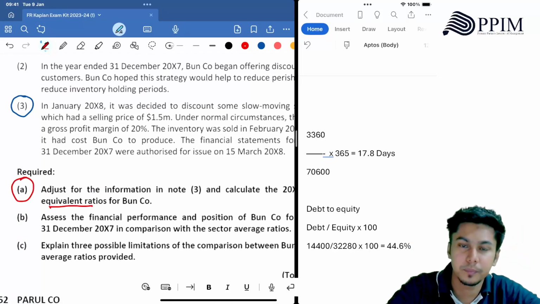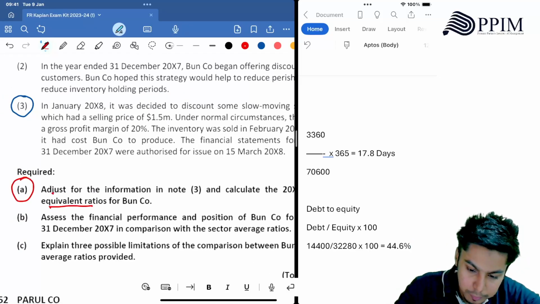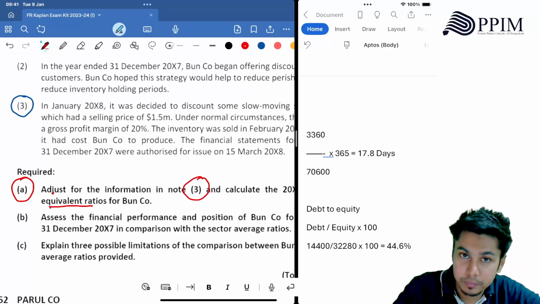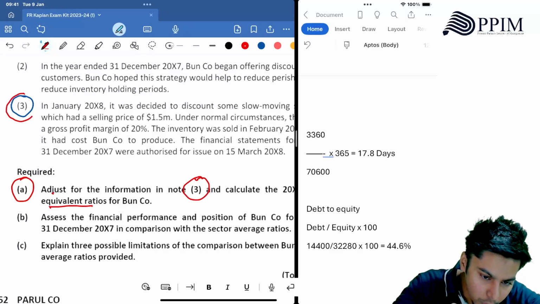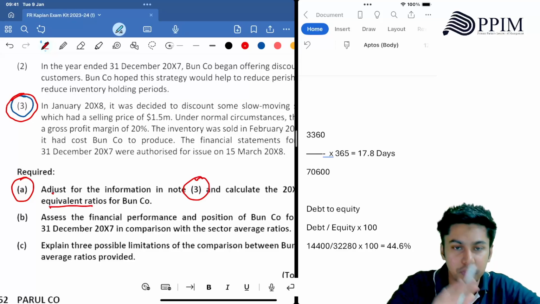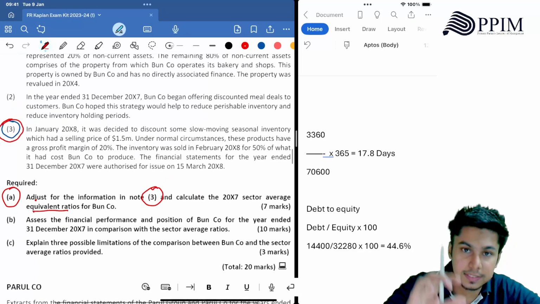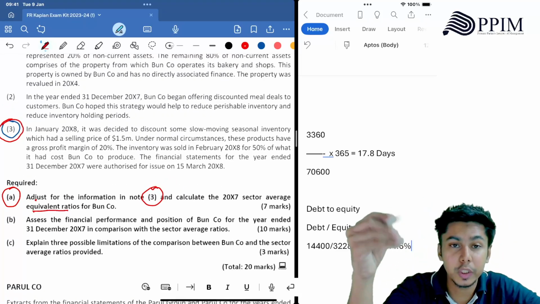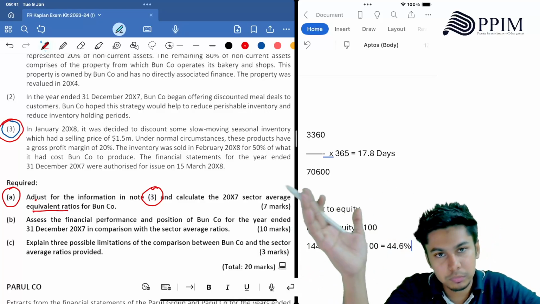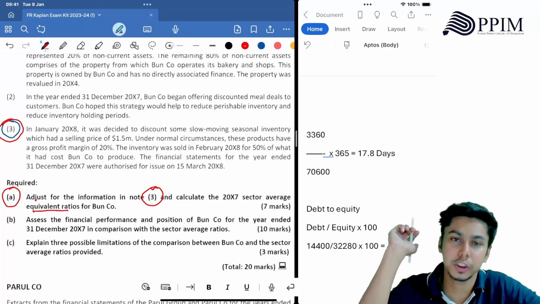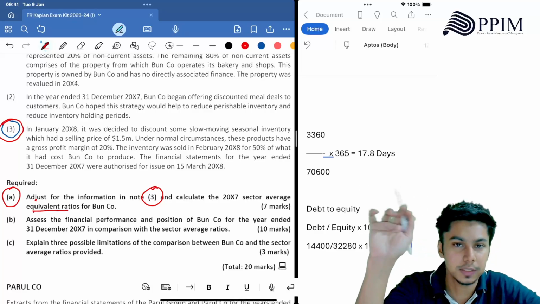Required A. Adjust for information in note number 3. So first thing, when you start this paper, what you should do? You should read note number 3 and see. Once you read note number 3, there is a small adjustment that you need to incorporate. After incorporating that adjustment, you can then start doing your ratios. So what happened in the question is something like this.